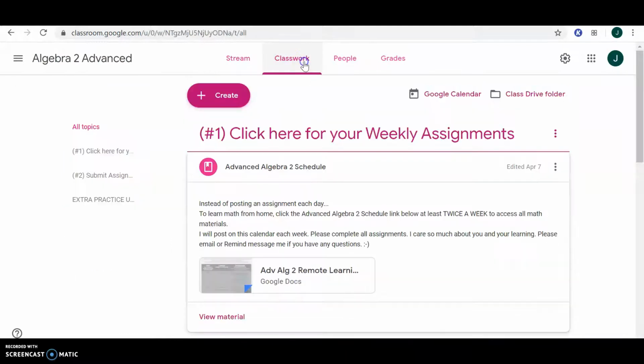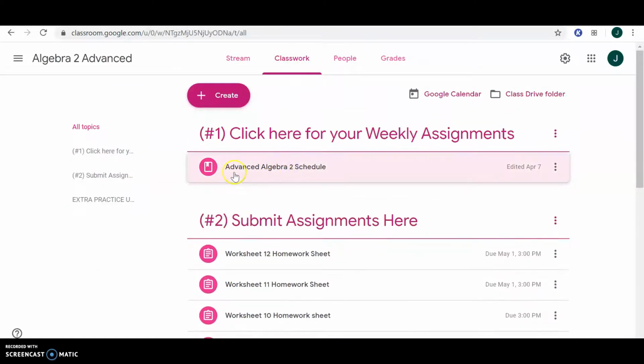Advanced Algebra 2, click on classwork. We still have the schedule up. And now you have worksheet 11 homework sheet and worksheet 12 homework sheet. The last 2 homework sheets to turn in, you're going to submit them in the exact same way that you submitted the last worksheets. Let's look at our schedule.